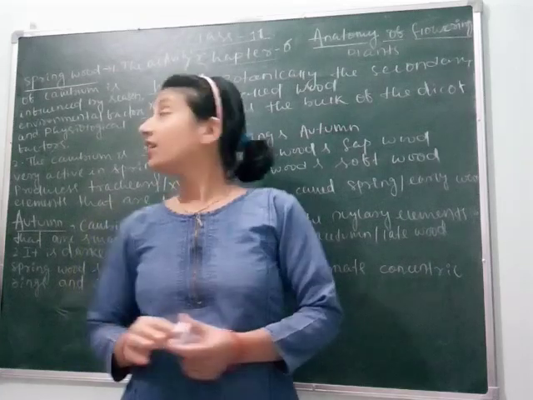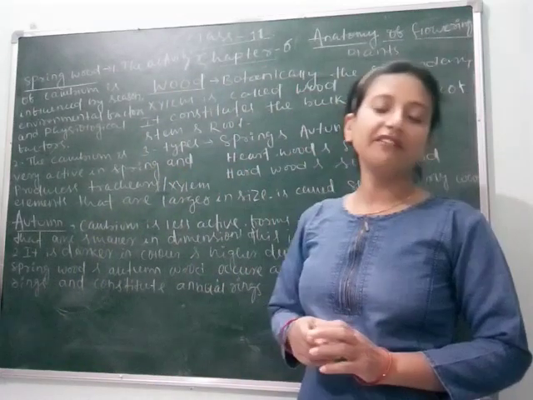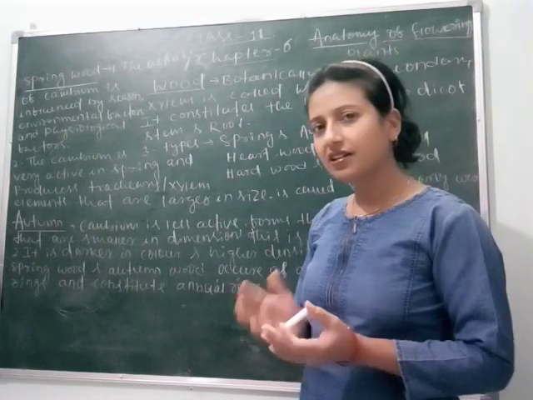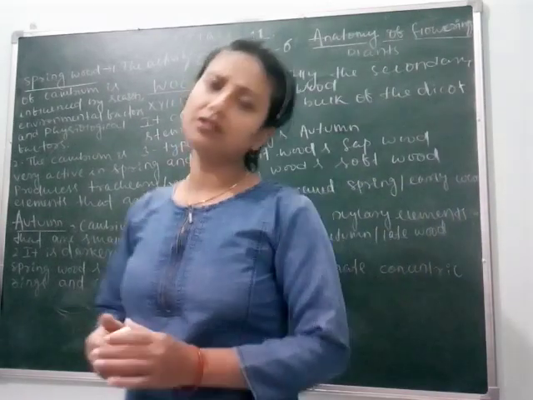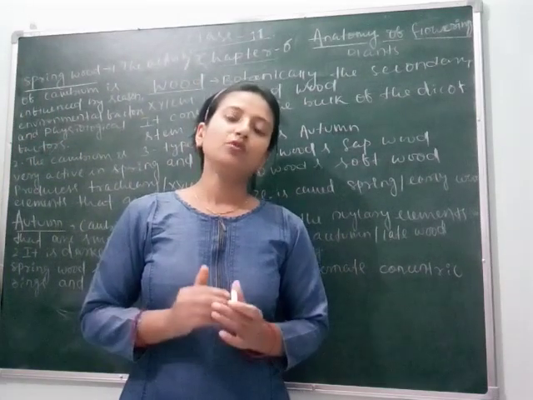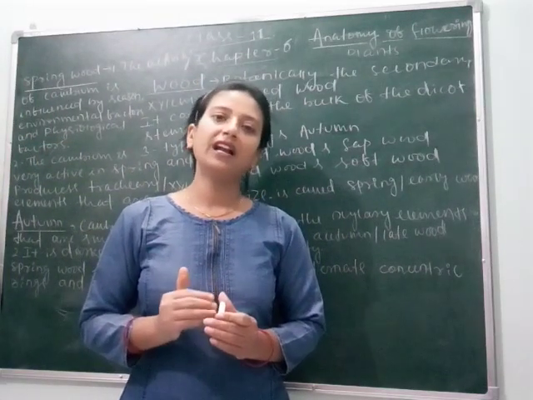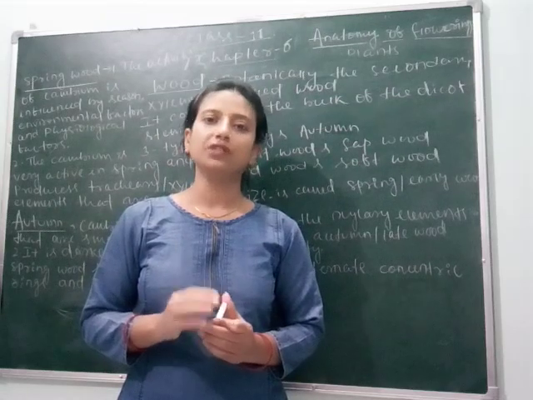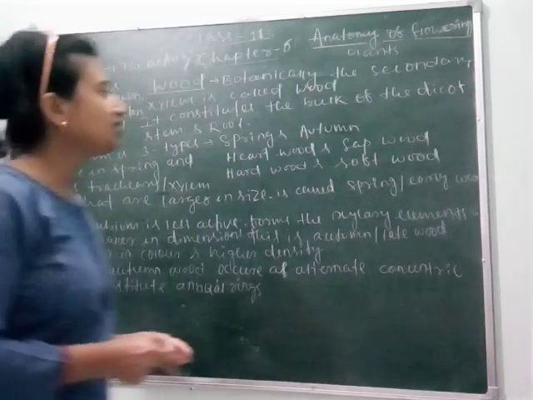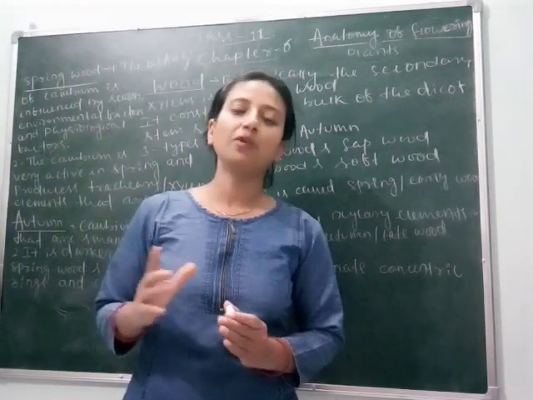We are continuing with chapter 6 of class 11, that is Anatomy of Flowering Plants. In our last class we studied the secondary growth in dicot stem and dicot root. Today we will complete the chapter, and the last topic is wood. Wood means lakdi. So what is wood and how is it formed?